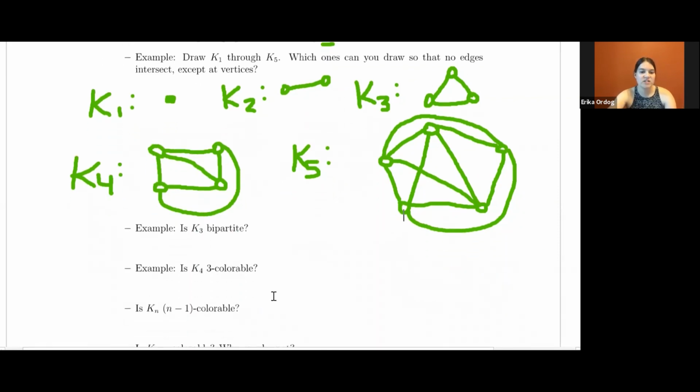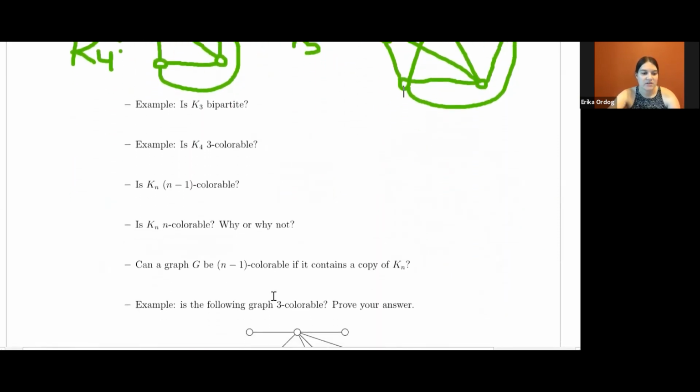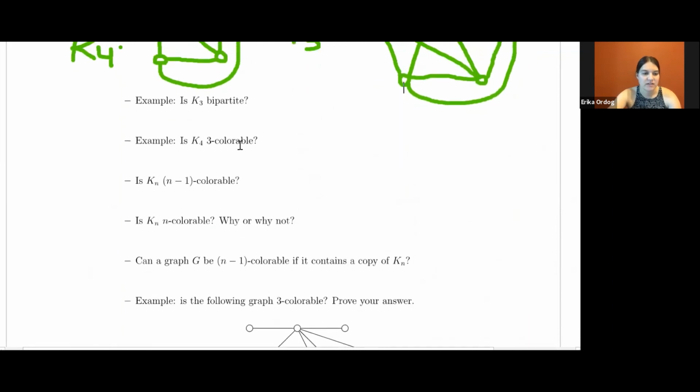Okay, so now we have some questions about complete graphs. I want you to try to answer these on your own first. So the questions are, first, is K3 bipartite? And then, is K4 three-colorable? So does it have a 3 coloring? Can we color it with 3 colors? And then try to think about, is Kn n-1 colorable?